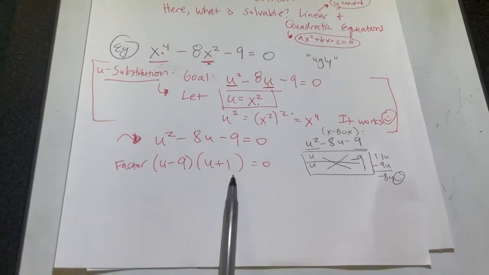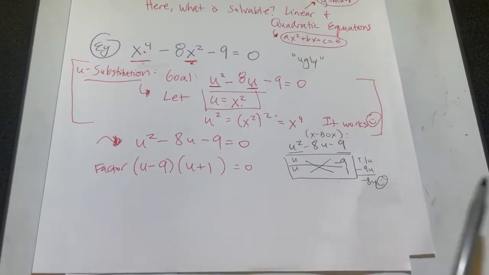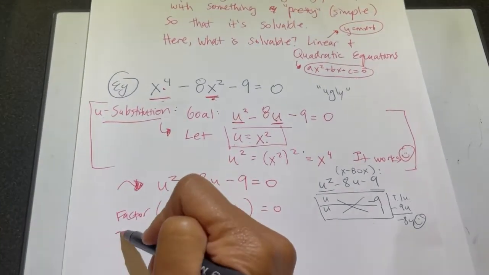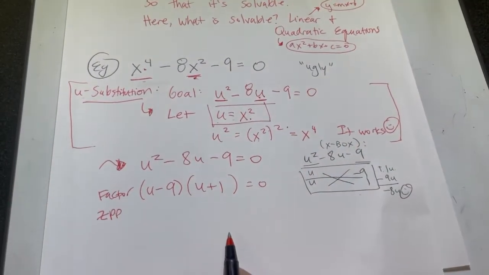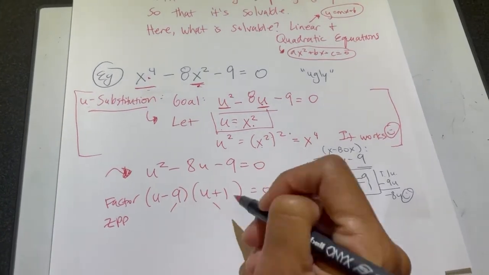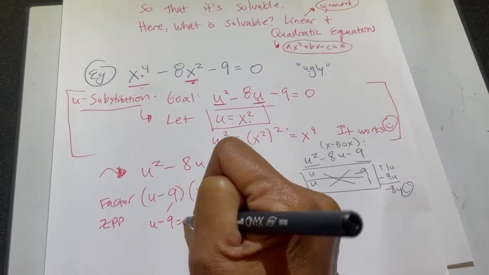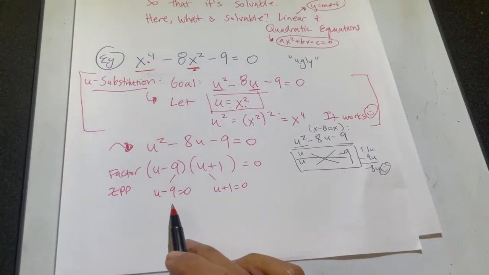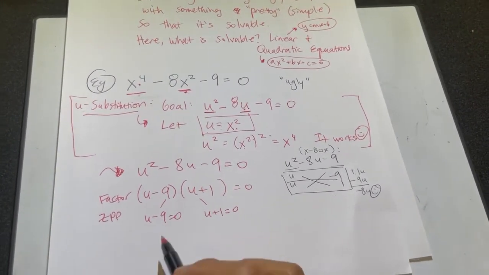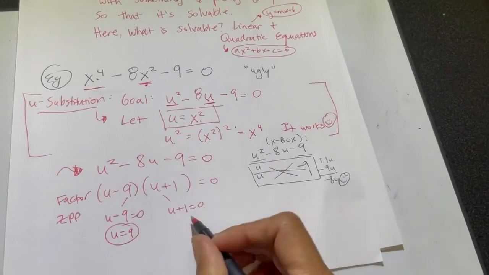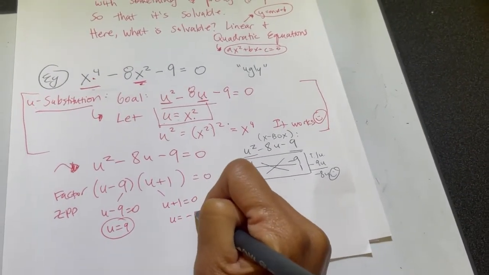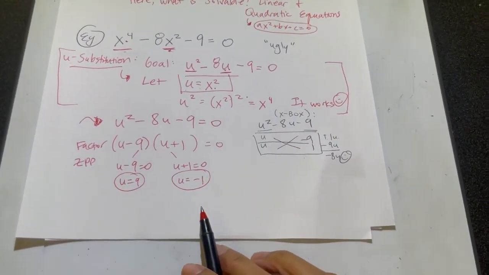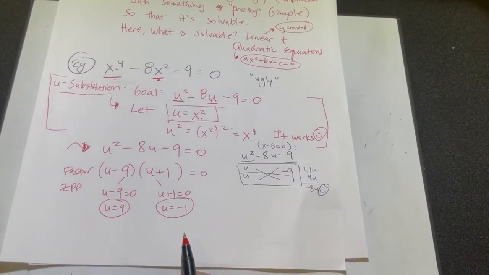All right, so after I factor, what do we do? The ZPP, right? We're going to solve this using the ZPP. So I'm going to set each one equal to 0. I'm going to solve for this. Add 9 to both sides. We get u equals 9. Add negative 1 to both sides to get u equals negative 1. Any questions? Am I done?